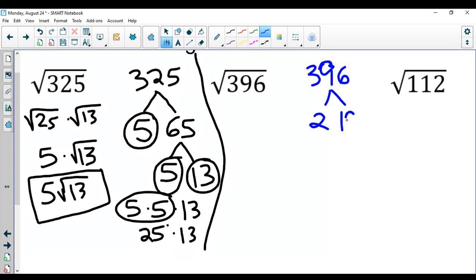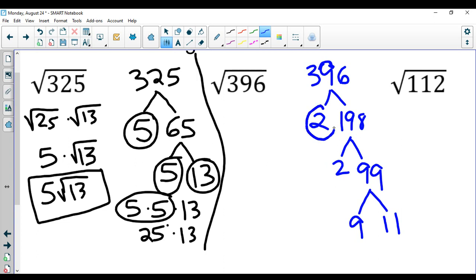So that's 2 times 198. Take 198 and divide it by 2 again, and you get 2 times 99. All right, and take 99 and divide it by 9, and you get 9 times 11. Okay, so I'm going to stop right there. That's a tree end. We have to use all the tree ends. This is a special tree end. Even though it breaks down more, I'm not going to break it down because it's already a perfect square. We don't want to break our perfect squares down.